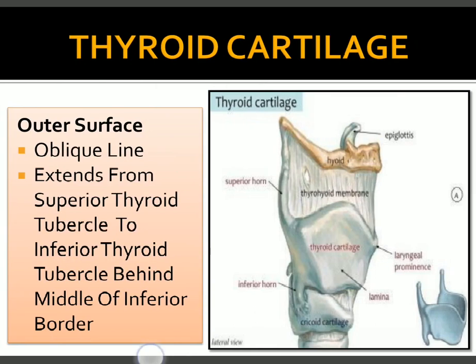On the outer surface of the thyroid cartilage, there are two oblique lines. This is the outer surface, and there are two oblique lines that extend from the superior thyroid tubercle to the inferior thyroid tubercle. There are two tubercles, superior side and inferior side. So the line extends from these tubercles, and it is behind the middle of the inferior border.